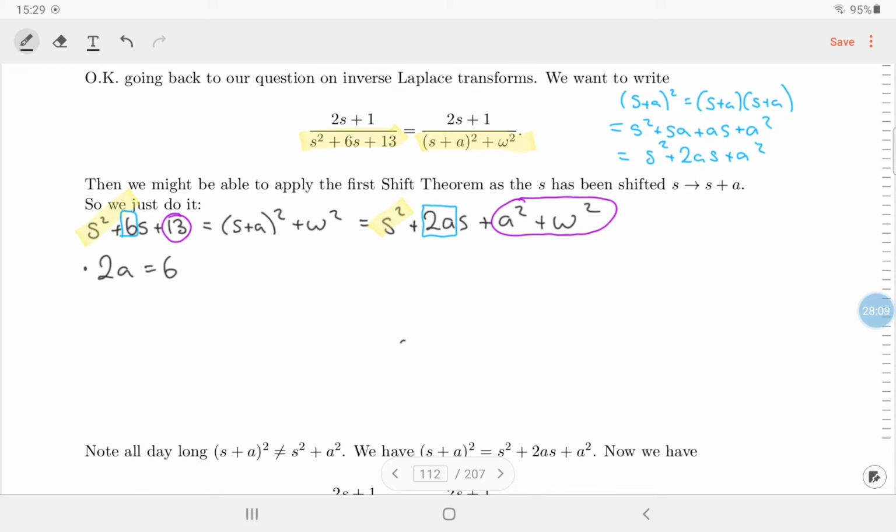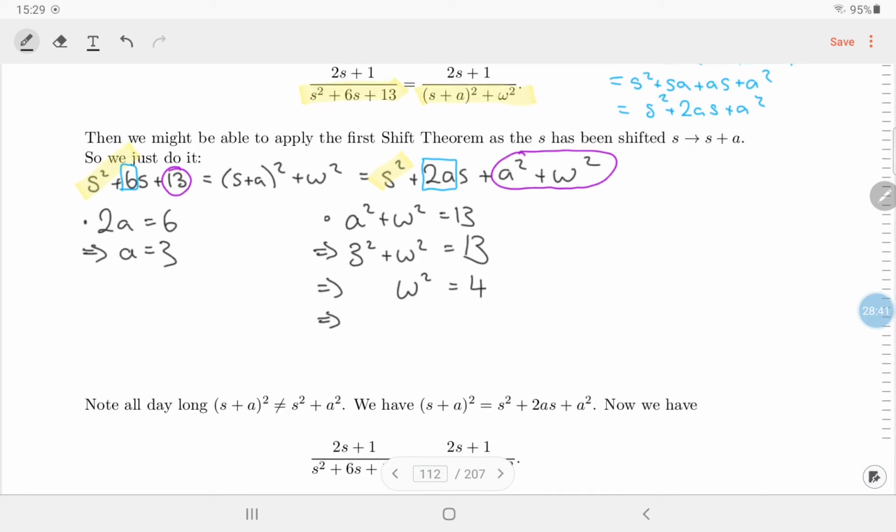Okay, where are we? So 6a is equal to 6. Sorry, 2a is equal to 6. Divide both sides by 2. a is equal to 3. That's good. And now the purple bits. a squared plus omega squared is equal to 13. a is 3, so it's 3 squared plus omega squared is equal to 13. So take away that 3 squared, that 9, from both sides. Omega squared is equal to 4.